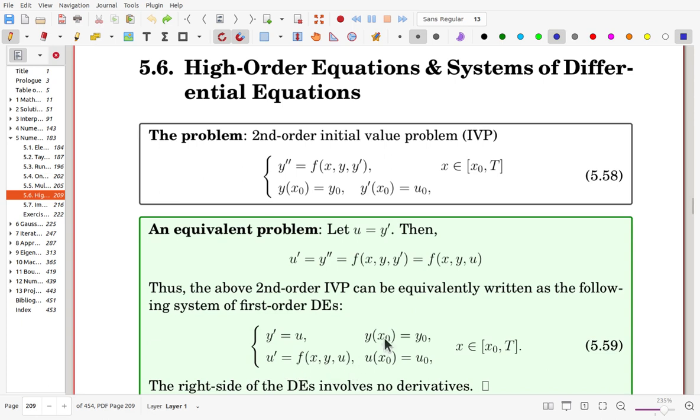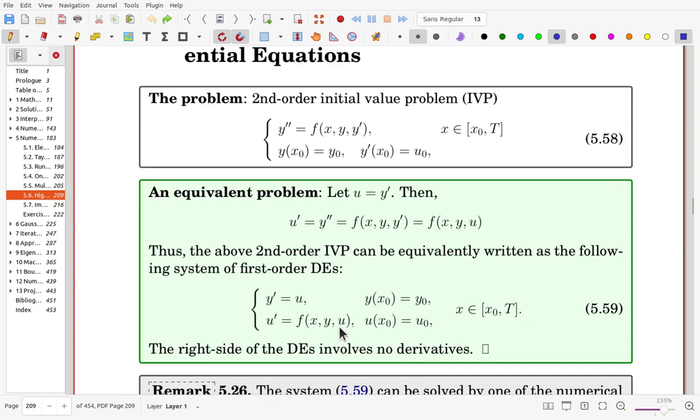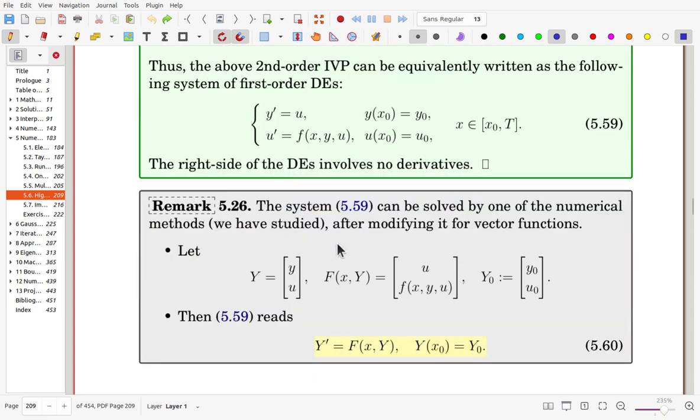And this one is from here, and now y prime is u, so that u at x0 is u0. So this system of differential equations is the same as this second order initial value problem. The system can be solved by one of the numerical methods we have studied. Of course, we have to modify it for vector functions.